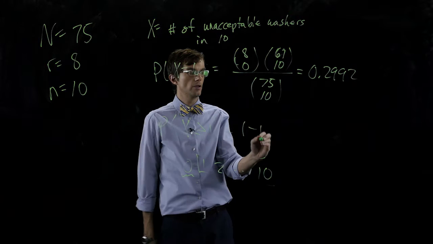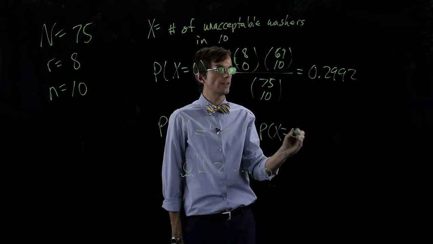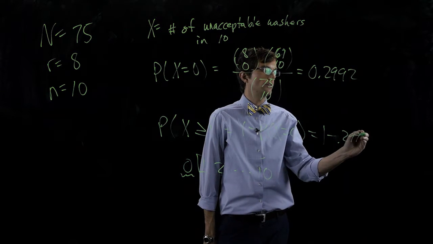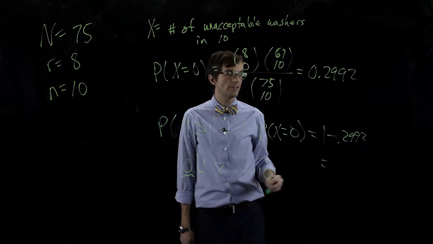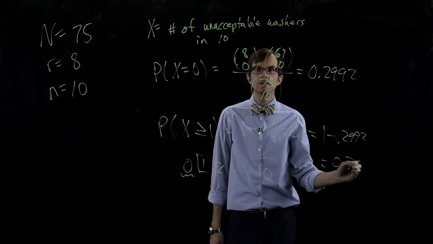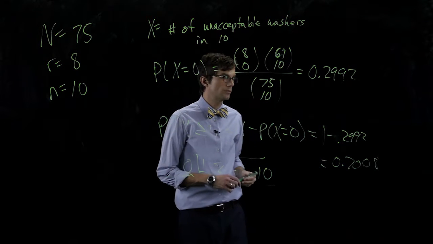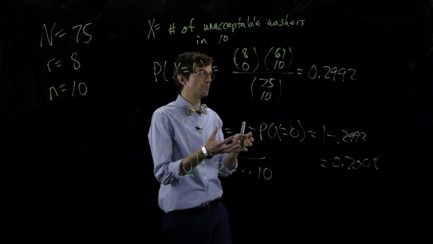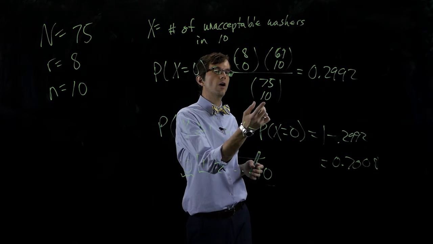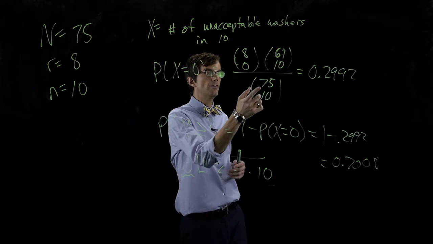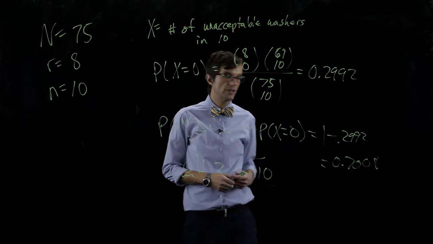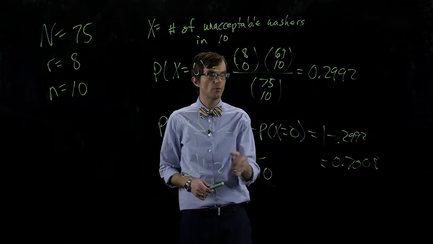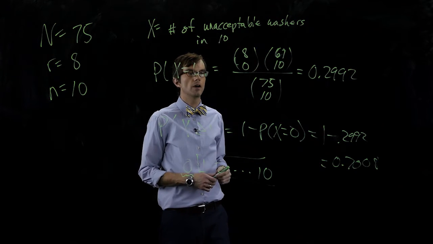So we have that here. What's the complement of the probability that y equals 0? That is 1 minus 0.2992. And that is, as it turns out, 0.7008. So if we pull a sample of size 10 washers from a batch of 75, roughly 70% of the time, we're going to see one or more defective washers, unacceptable washers, in that sample of 10.